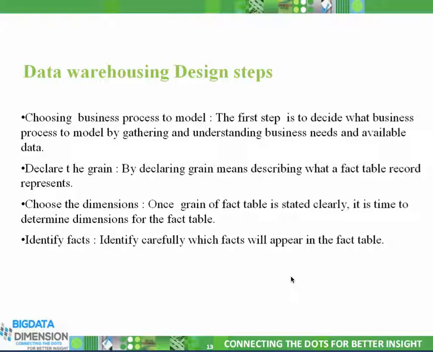So first is business model, then grain, then dimension. After dimensions, we will identify facts. So the 4 points are clear of data warehousing design.